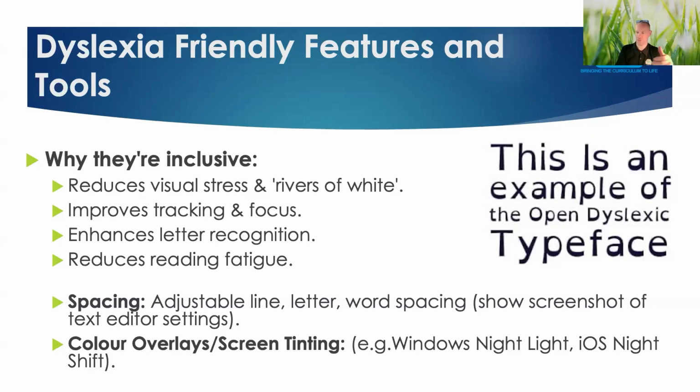In things like Windows, you have Nightlight, and on iOS there's Night Shift. We can also adjust the line spacing as well, which helps. And obviously the obvious one from a dyslexia point of view tends to be the OpenDyslexic font. We'll look in a moment at how, with something like AI, we can just photograph a page and get it into the OpenDyslexic font.